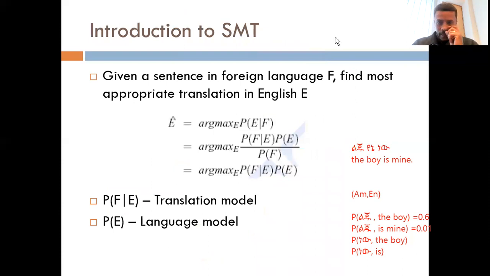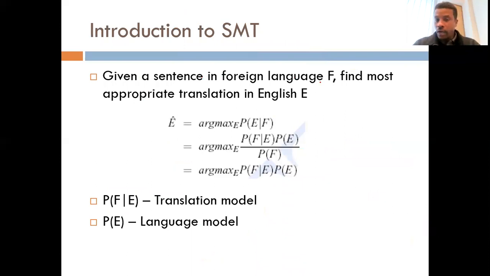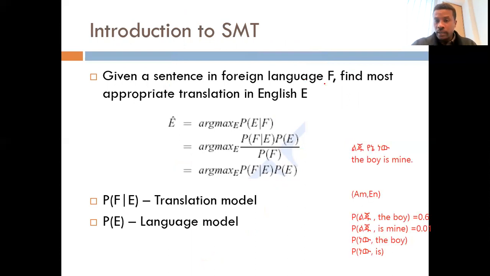So this is what happens in word alignment. Given a sentence in a foreign language, let's call it F, what we want to do is find the most appropriate translation in English or in the target language. So in a way, we are trying to have a probabilistic model. And what does that probabilistic model try to do? It is going to try to calculate the probability of, for example, if it is from Amharic to English, from English to Amharic, then what is the probability of having an Amharic sentence given the English sentence?